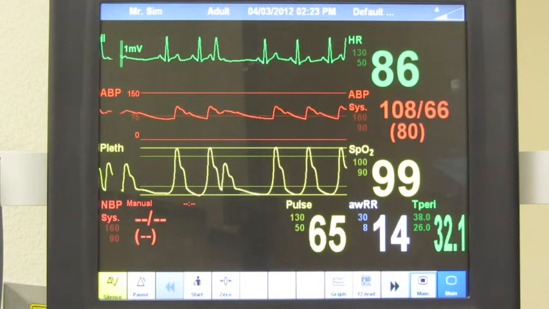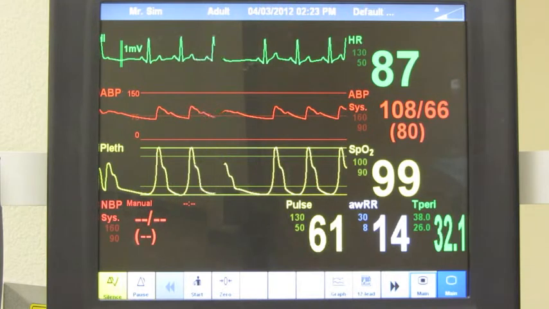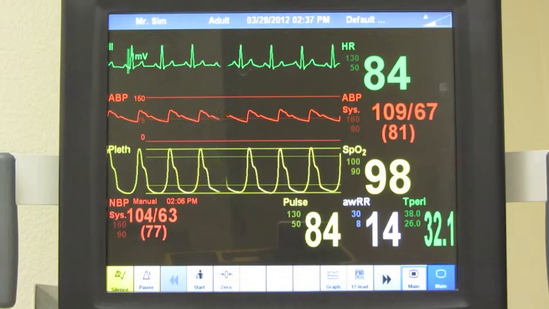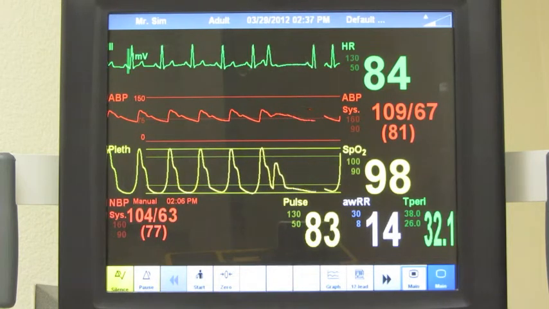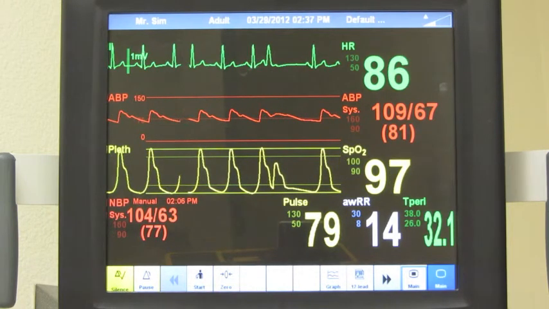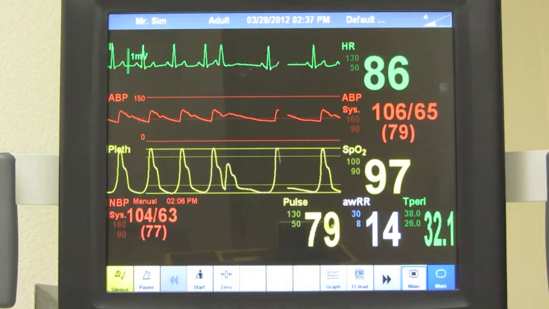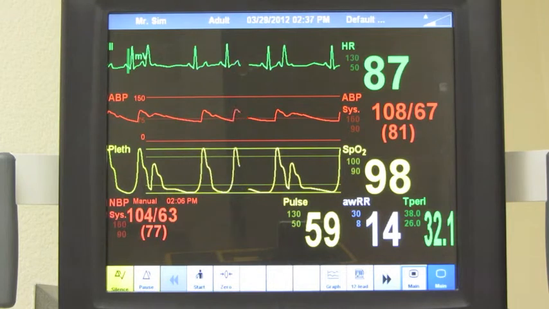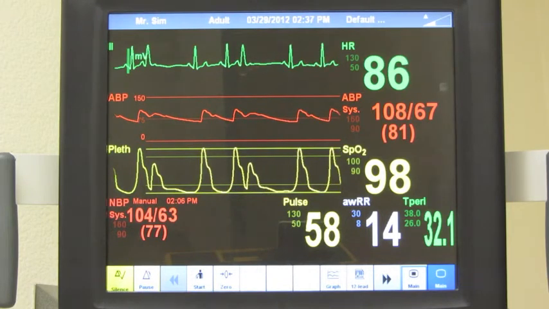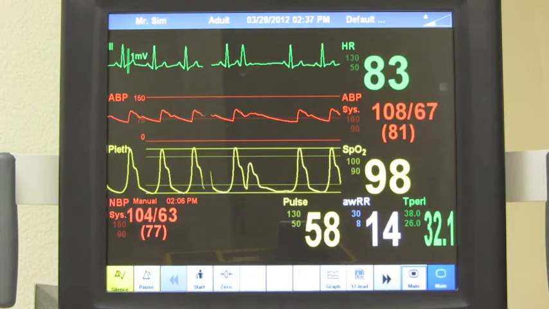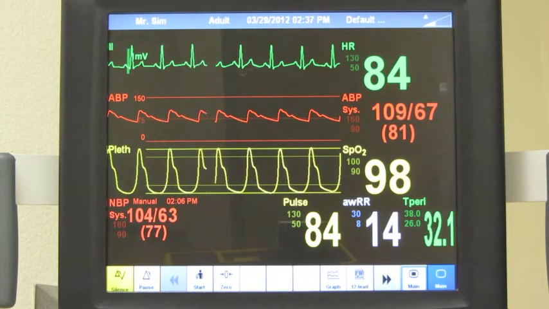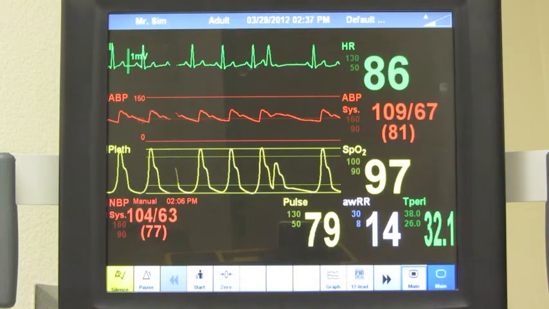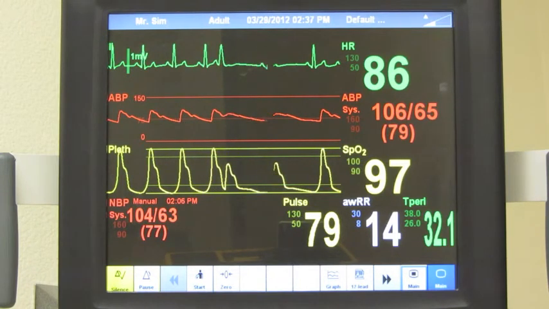PVCs may occur in pairs or runs of 3 or more, and those are also cause for concern. Of considerable concern is the development of multifocal PVCs, meaning more than one focus is generating the PVCs. These are indicated by PVCs occurring in more than one shape. This indicates more than one irritable ischemic spot in the heart. Regardless, as a new finding, PVCs should be cause to discontinue the exercise.